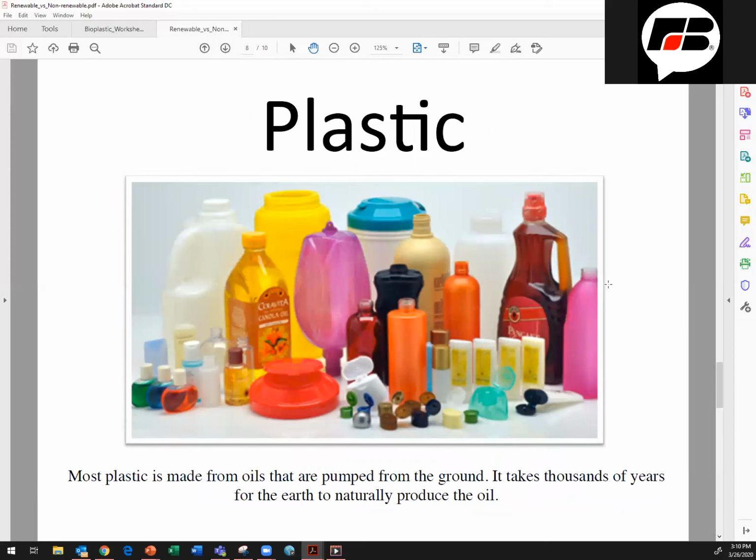Plastic. Most plastic is made from oils that are pumped from the ground. It takes thousands of years for the earth to naturally produce the oil. Would this be a renewable or non-renewable resource? A non-renewable resource because it takes thousands of years for the earth to naturally produce the oil.